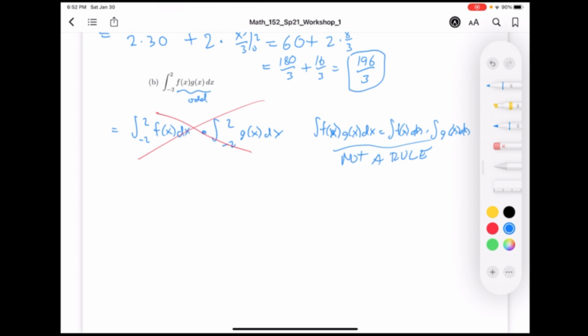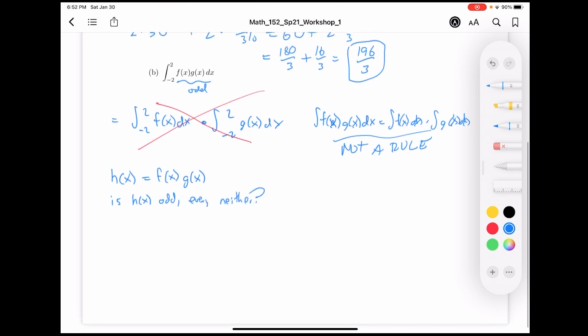So let's try again. What I want to do is say h of x is equal to f of x g of x, because that's the function I want to integrate. And the question is, is h of x odd, even, or neither? Well, we can evaluate that simply by evaluating h of negative x and seeing if we get either h of x or negative h of x.